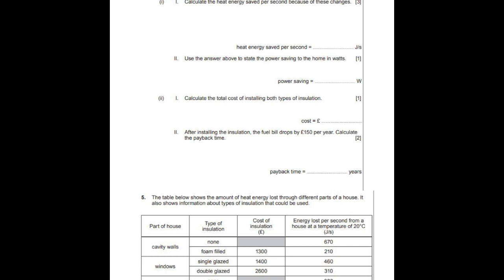If we have a look, it is going to save us the difference. So this is the amount of energy lost per second before, 830, and then this is the amount after. So if we do 830 take away 250, that is 580. That would be joules per second saved by installing that. So that would be your first mark there.